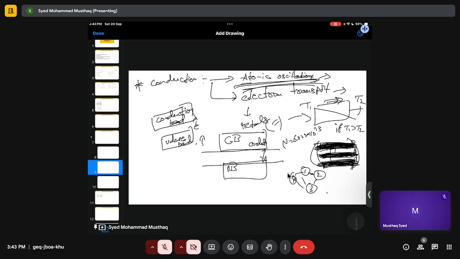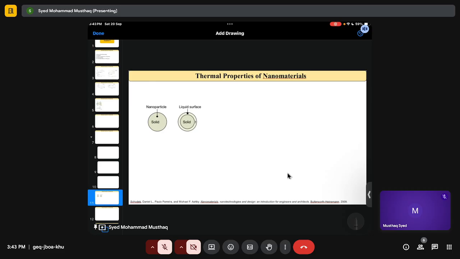Before going deep into the phonon, let's stick with other thermal properties. How will our thermal properties be affected? You have the melting point, boiling point, and others, the physical thermal properties, such as the phase transformation temperature. These define the thermal properties of your nanomaterials.